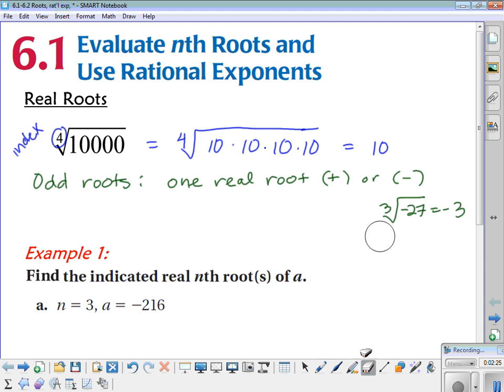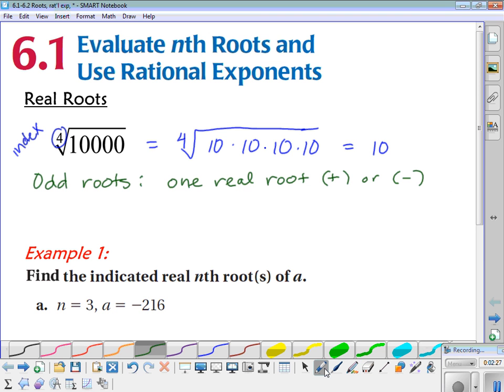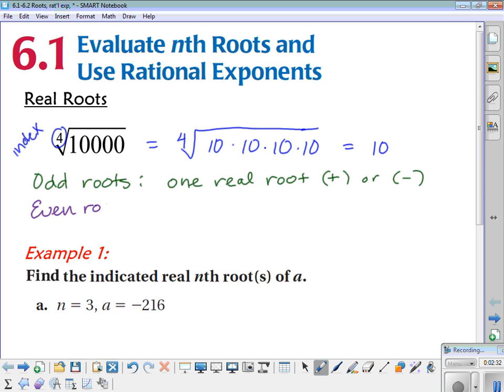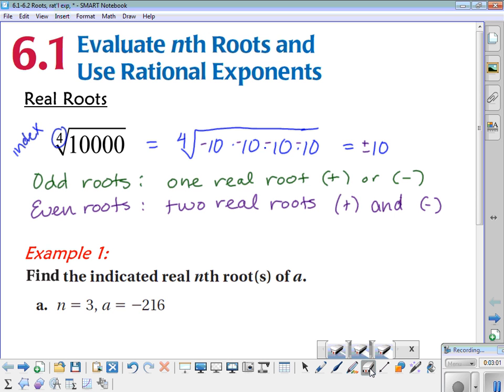Okay? However, if it's an even root, then you have 2 real roots. It would be the positive and the negative. So, for instance, up here, this could have been negative 10 times negative 10 times negative 10 times negative 10. So really, my answer should have been plus or minus 10 on that one. Okay?